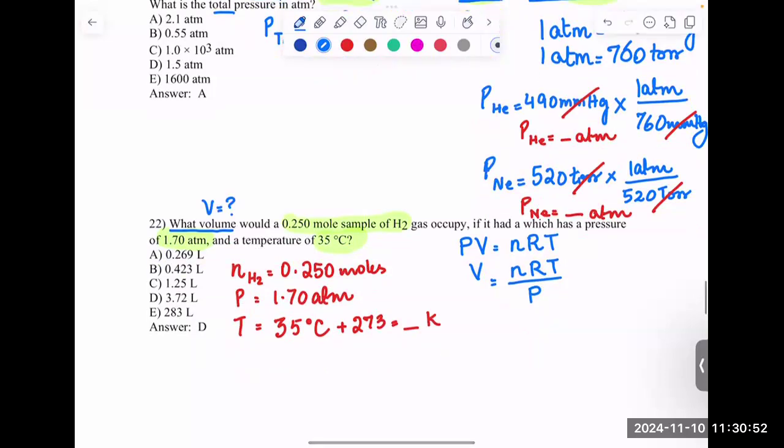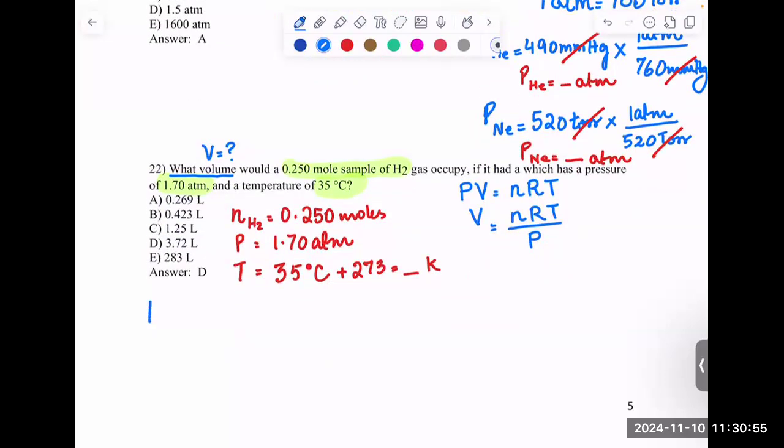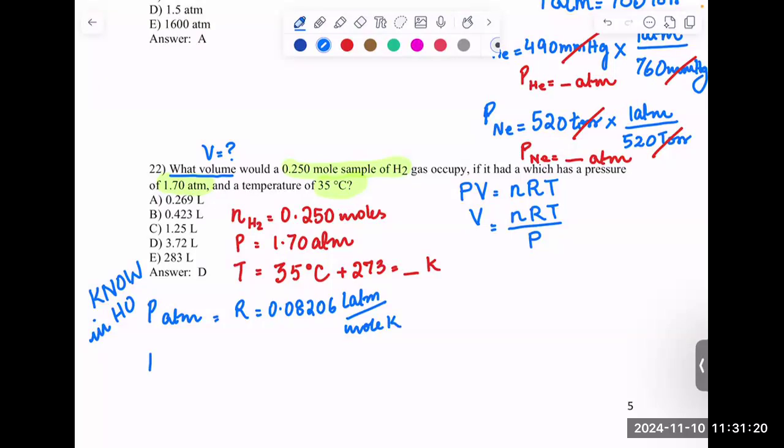Now, remember, when pressure is in atm, the value of R, this is something you should know, or you should write this down. And also this information is in the handout. So just see where it is in the handout. So R is 0.08206 liter atmosphere per mole K. But when pressure is in millimeters of mercury, the value of R is, I believe, 62.4 millimeters of mercury liters per mole K.